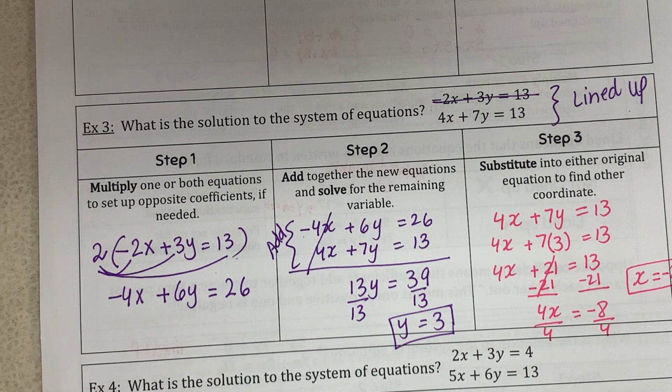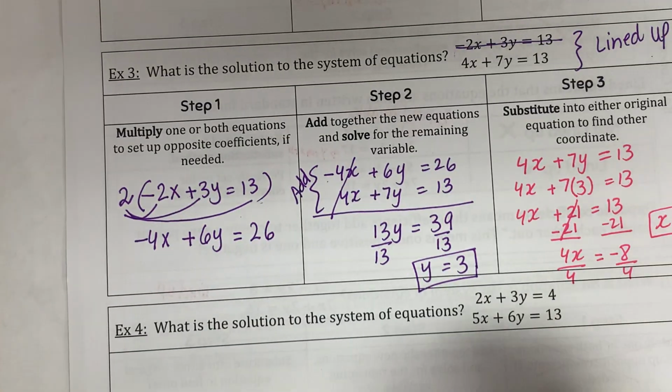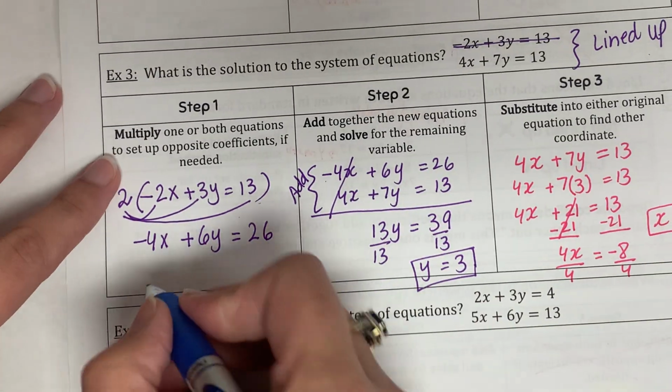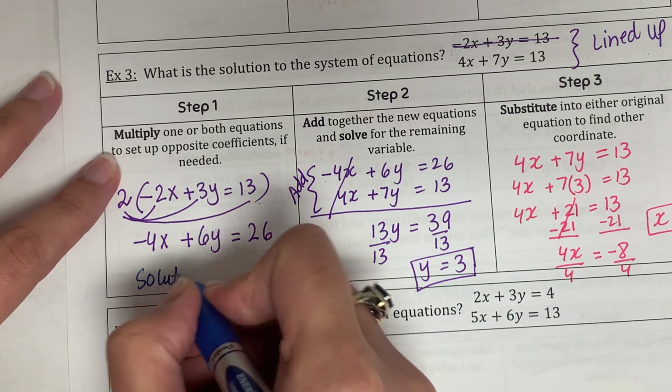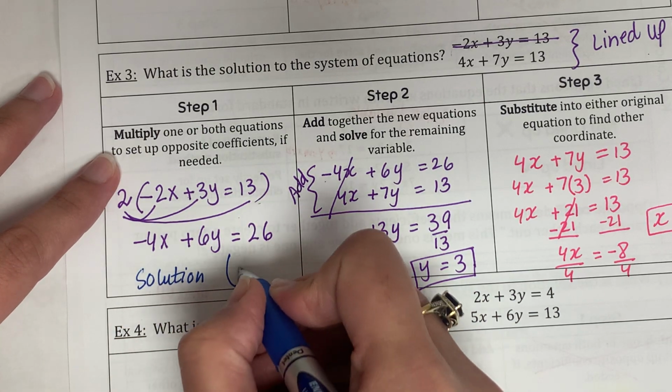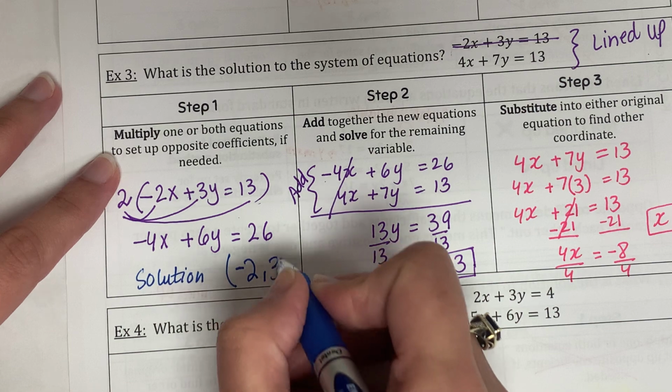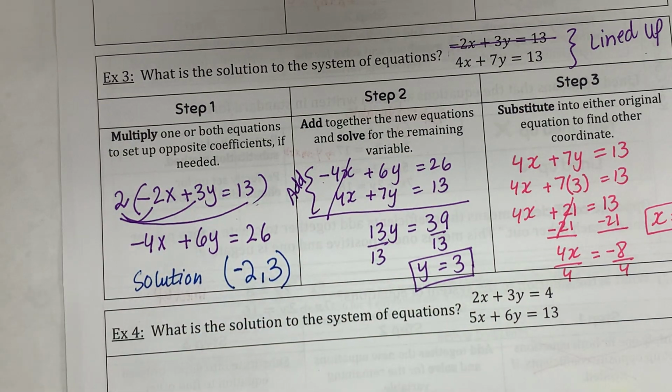So, all right. I hope I did it correctly. The solution is (-2, 3). All right.